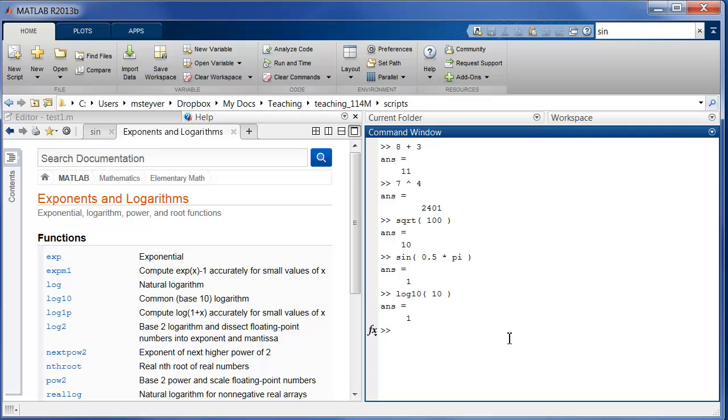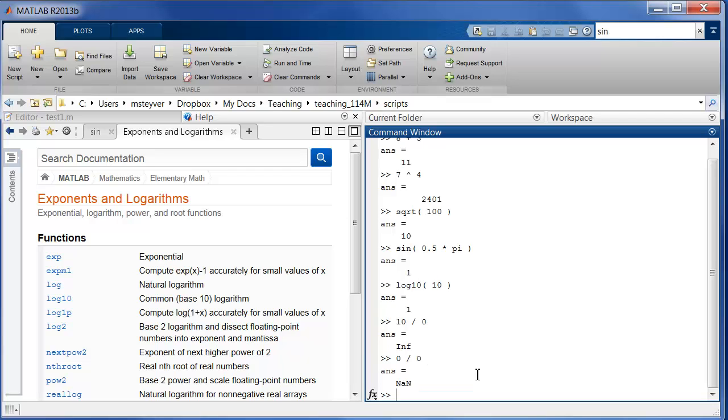Another important aspect of MATLAB is two special outcomes. One is infinity. If I divide by 0, I get the infinity outcome, which is represented as a special symbol in MATLAB. And there's another one. If you do 0 divided by 0, that's not defined, and MATLAB returns NaN, which stands for not a number.